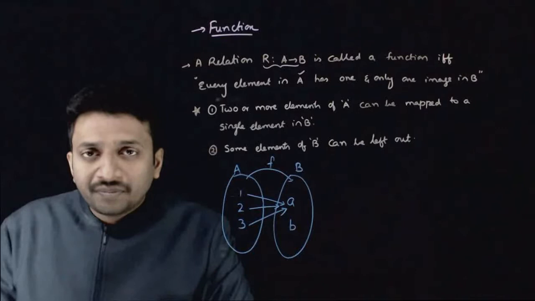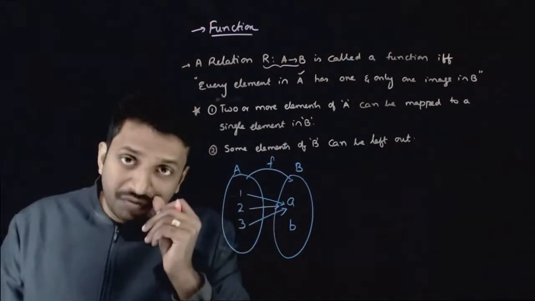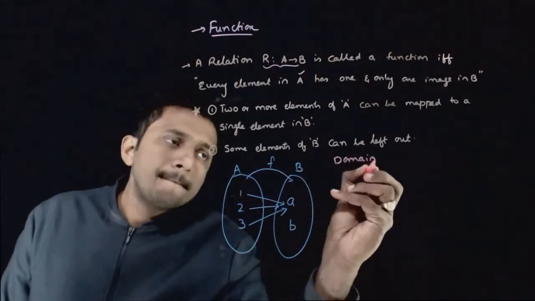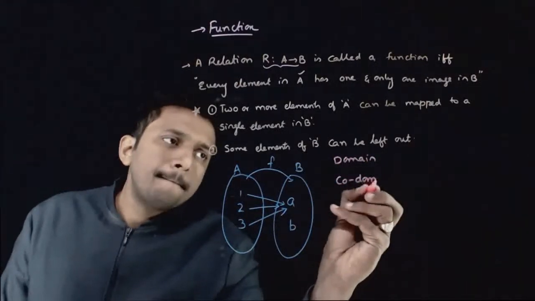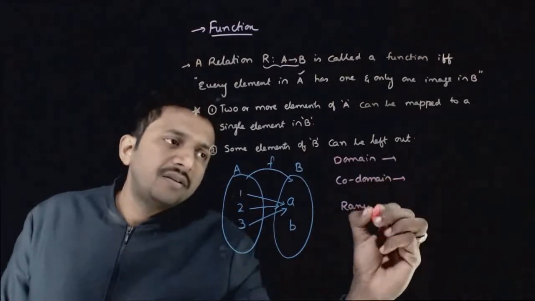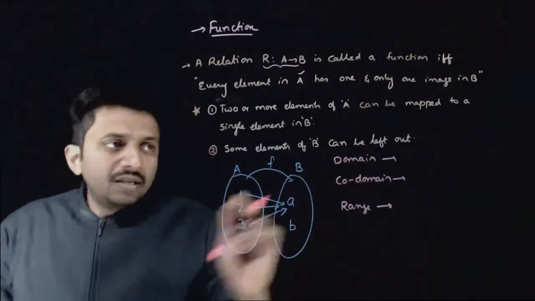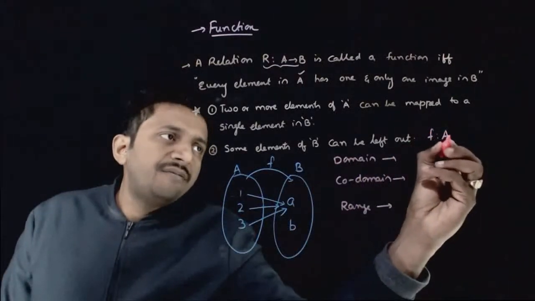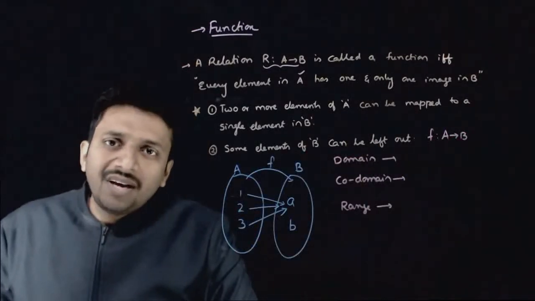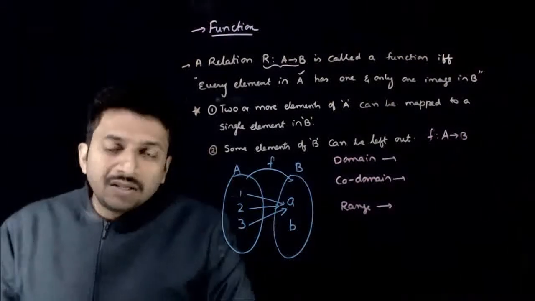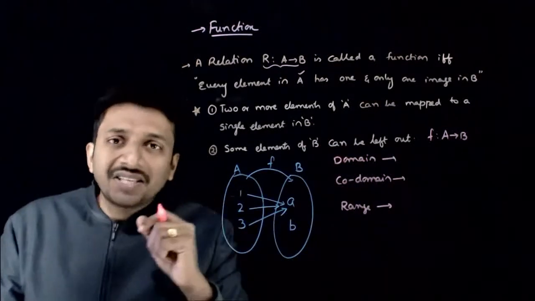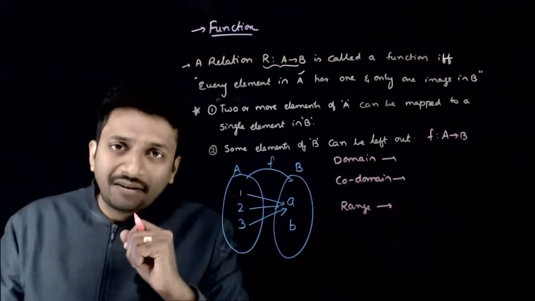There is no problem. So now once you understand the definition of a function, you have the terms domain, codomain and range. So you have these three terms. If a function f is defined from A to B, usually functions are denoted by the letter f, and relations are denoted by the letter r.